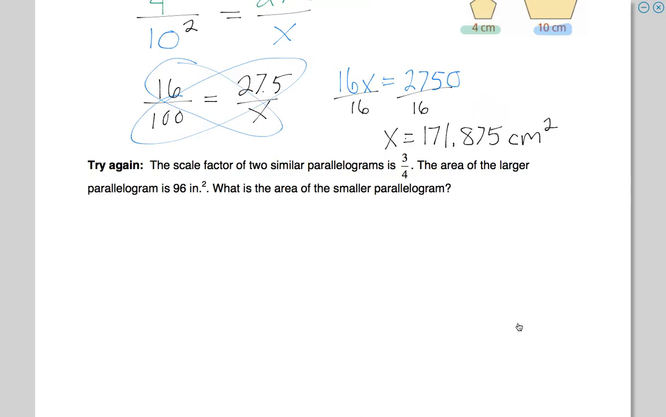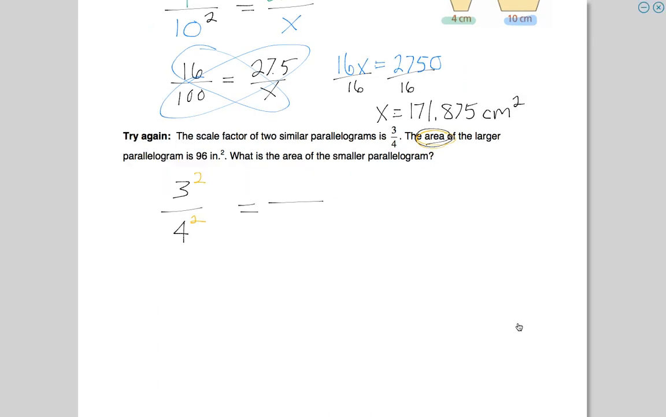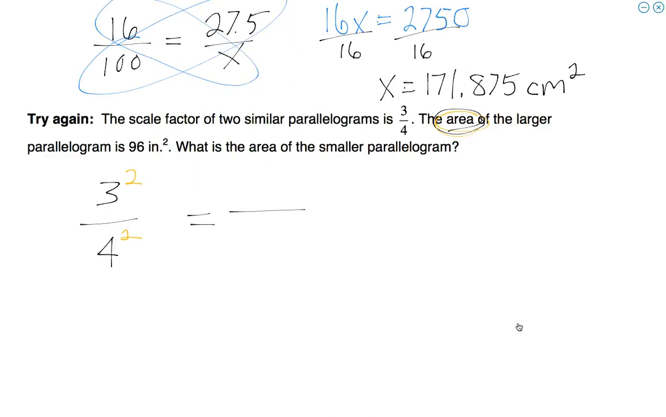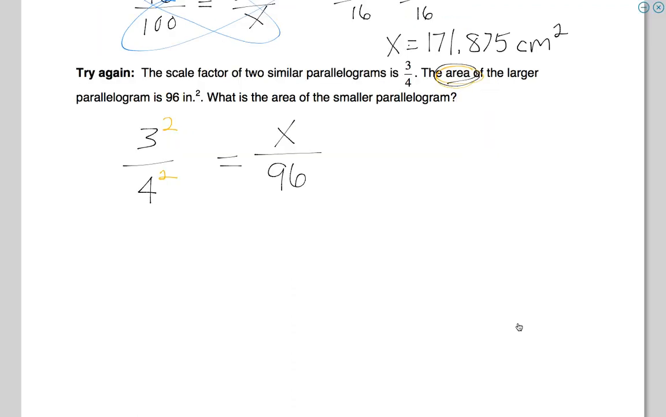All right, next one. We have a scale factor of two similar parallelograms, which is 3/4. As soon as I see that I'm dealing with area, I'm going to go ahead and square that scale factor. So now I'm dealing with a proportion trying to find a larger area, a smaller area. So the x goes up top, the 96 goes below.